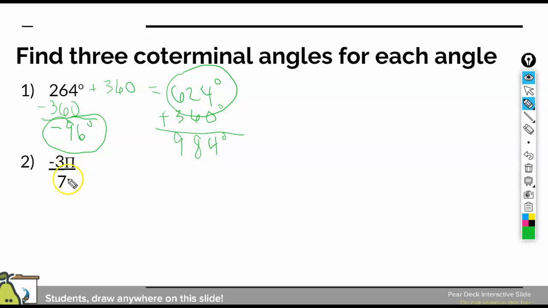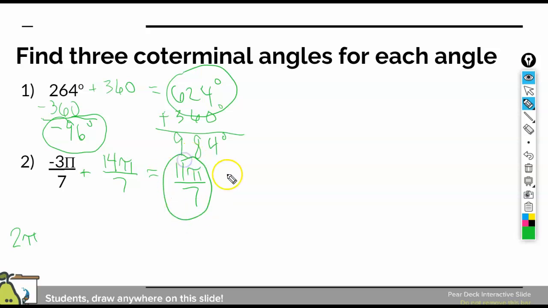If it's in radians, remember, we know it's in radians if it's got pi. If I want to find a coterminal angle for this one, I can just add 2 pi to it. But it is a fraction, so I've got to remember how to add fractions. So 2 pi, if I find a common denominator, is going to be 14 pi over 7. So 14 pi over 7 plus negative 3 pi over 7 is going to give me 11 pi over 7. So that would be one coterminal angle.